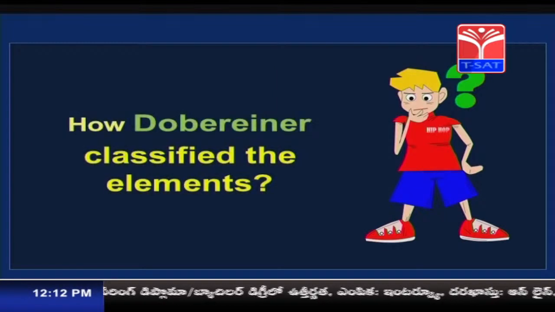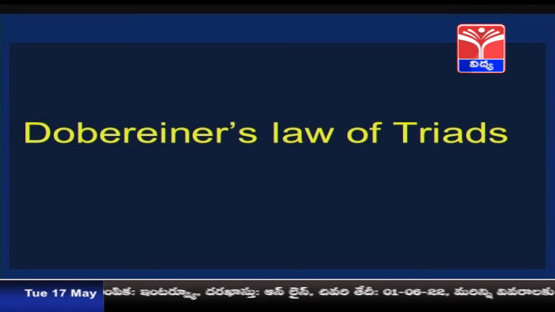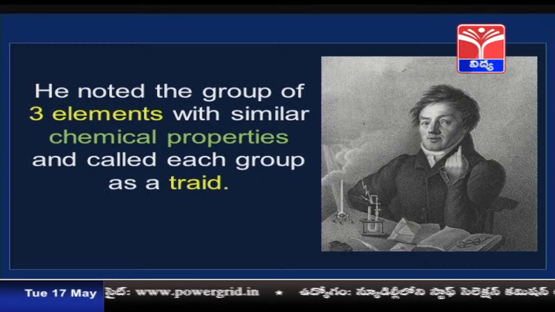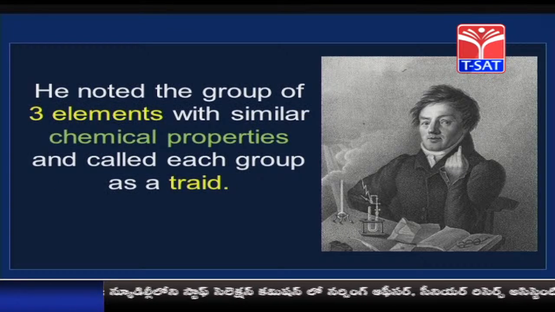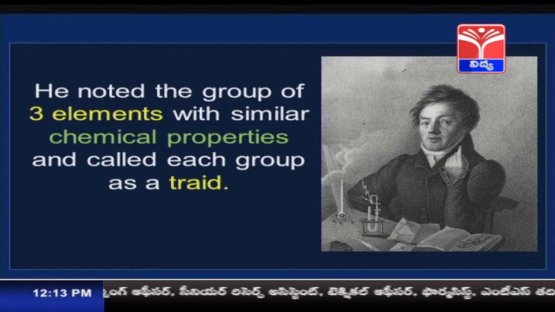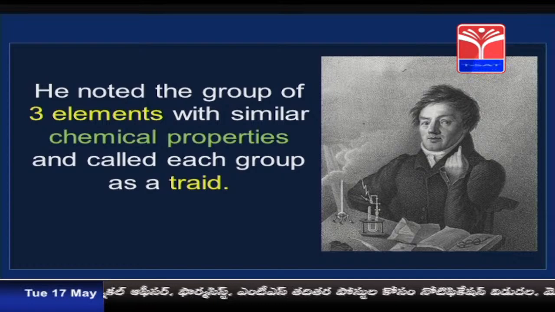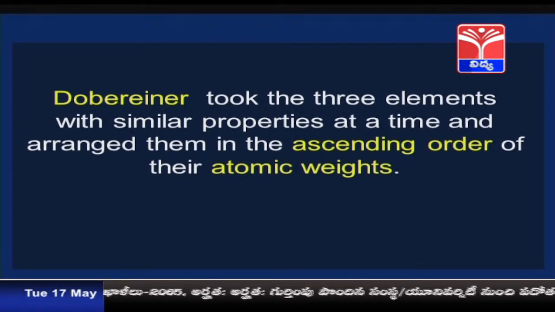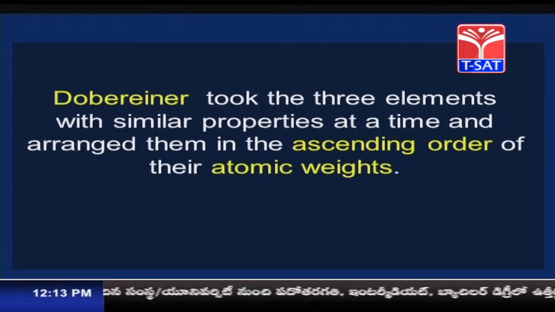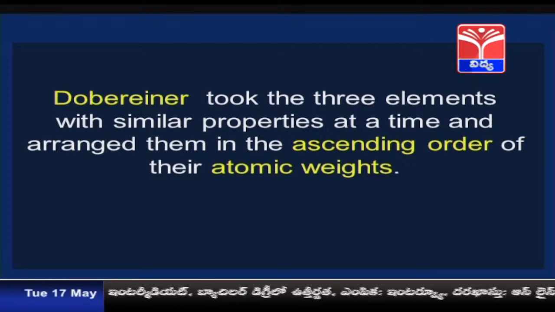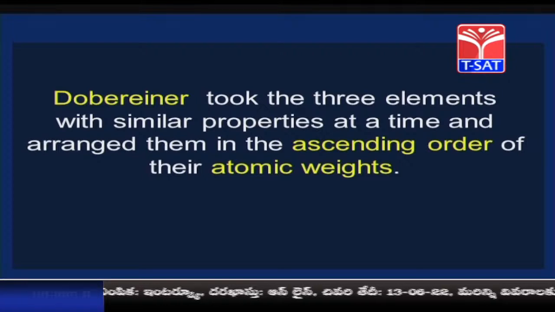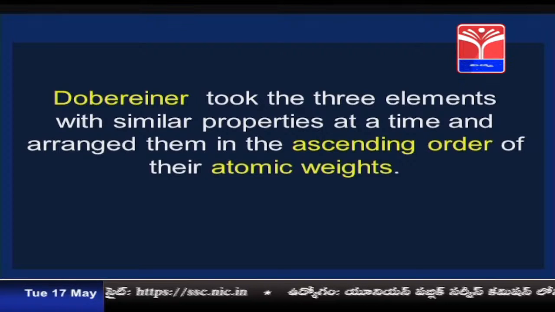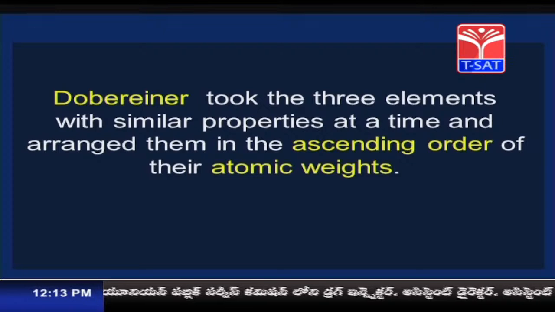How did Dobereiner classify the elements? Dobereiner's law of triads. Now, Dobereiner is a German chemist. He noted the group of 3 elements with similar chemical properties and called each group a triad. That means, he named a group called triad. In that, 3 elements are there. Dobereiner took the 3 elements with similar properties at a time and arranged them in ascending order of their atomic weights. That means, from the element of lower atomic weight to higher atomic weight.